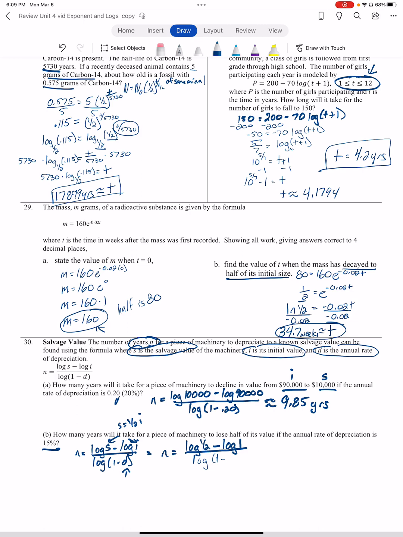the depreciation, or losing half of value. 0.15. Now, if you remember right, this would be the log of 1/2 divided by 1, which is the log of 1/2. And this right here would be the log of 10,000 divided by 90,000, because subtraction becomes division.